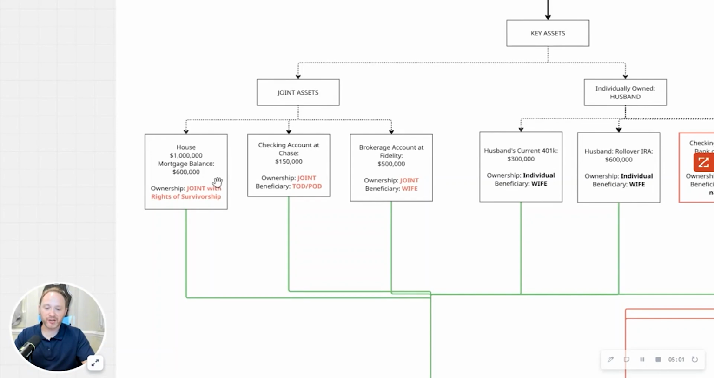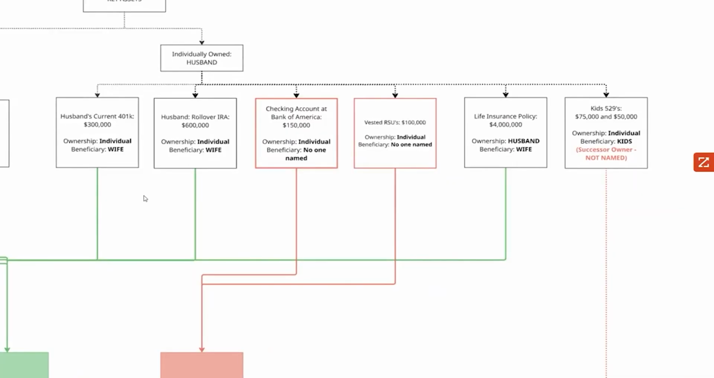There's also a brokerage account that's jointly held at Fidelity. There's $500,000 in this account. The beneficiary for the account is going to be the wife. Now let's look at the individually owned assets, which are owned by the husband.